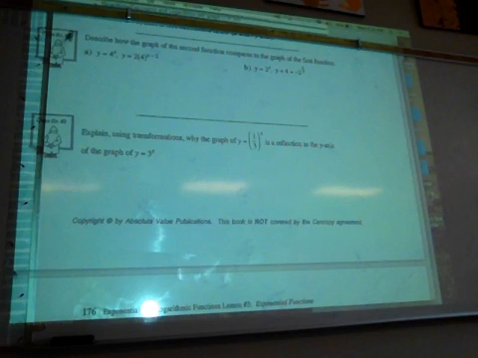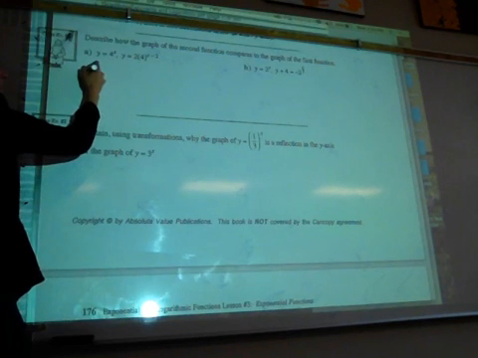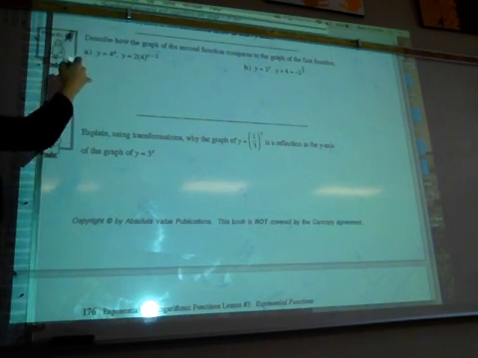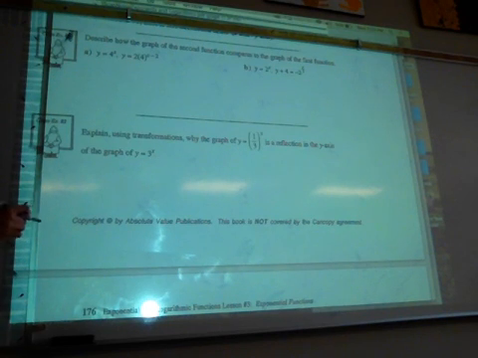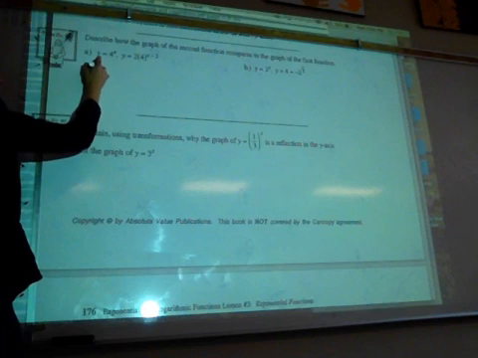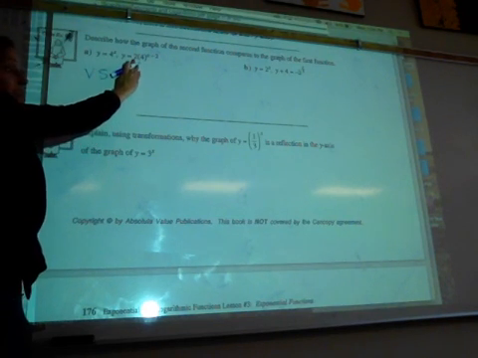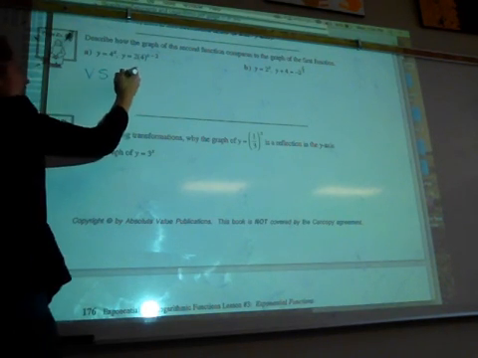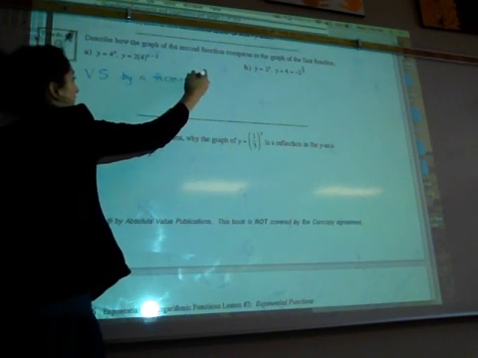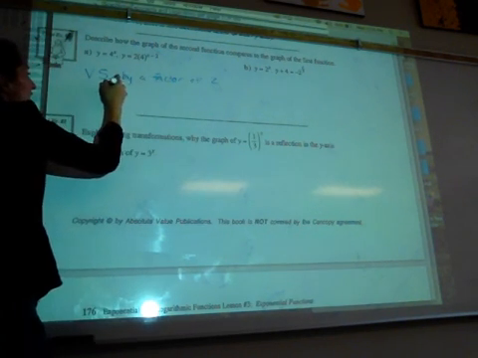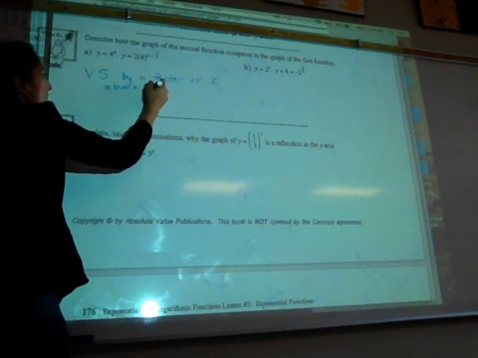What was that, Booker? Stretch by 2. What kind of stretch? Horizontal, or vertical? So it is a vertical stretch, it's outside the function. Vertical stretch by a factor of 2, and it's about the x-axis.